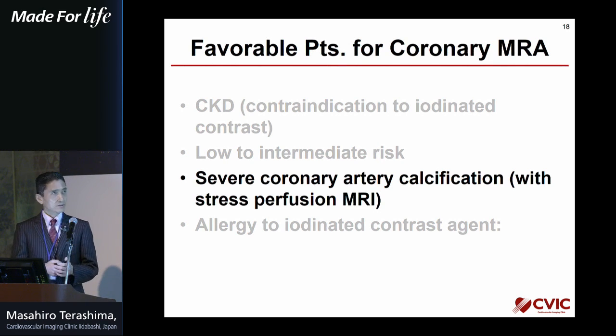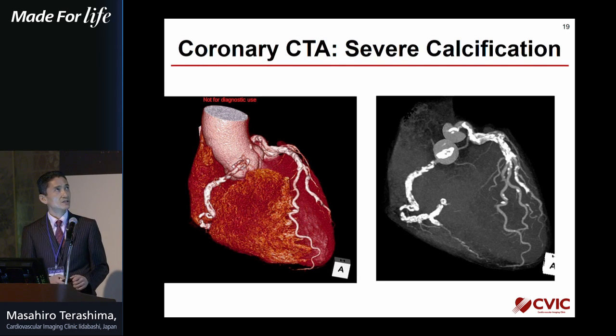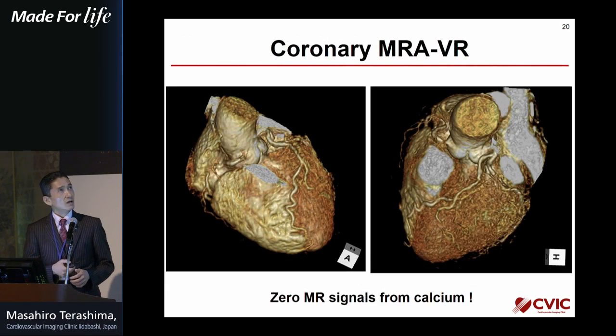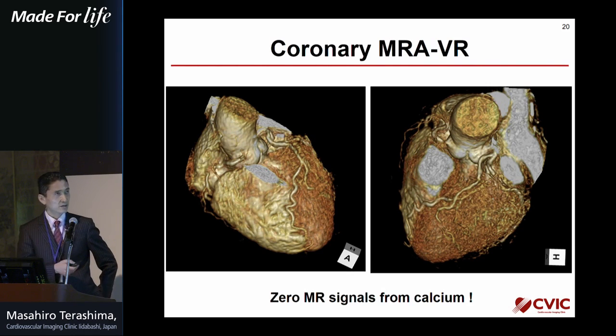I'm going to just talk about severe coronary artery calcification. This is data of the coronary CTA of the dialysis patient. It's a severe coronary artery calcification, as you can see. But putting this patient into coronary MRI, on MRI there is no signal from the coronary calcium. That's why we can get a very nice result of the coronary artery on coronary MRI.